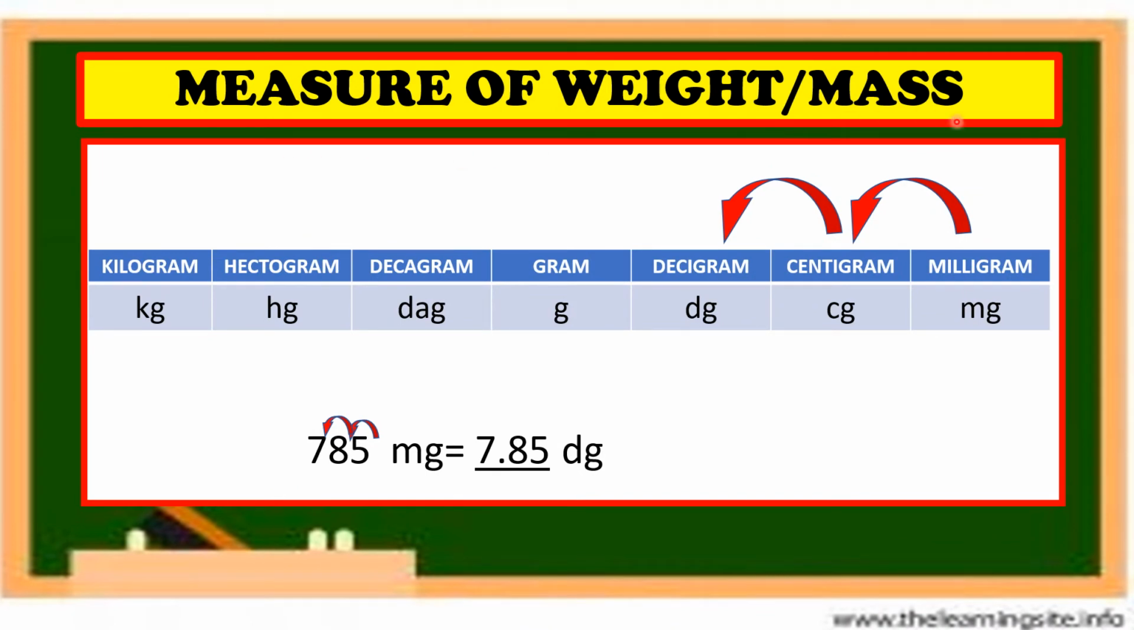Measure of weight or mass. We need to convert 785 milligrams to decigrams. This is 2 movements to the left. Since that is 2 movements to the left, that is 10 times 10, that is 100. Therefore, we need to divide the given 785 by 100, or move the decimal point 2 places to the left. Therefore, the answer is 7 and 85 hundredths decigrams.